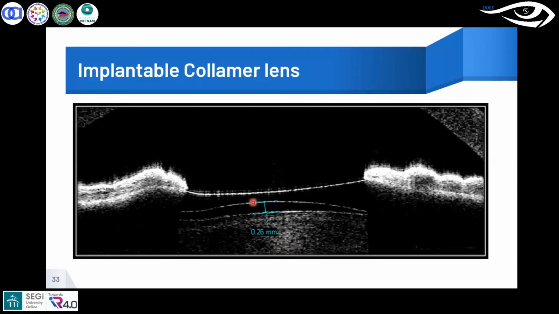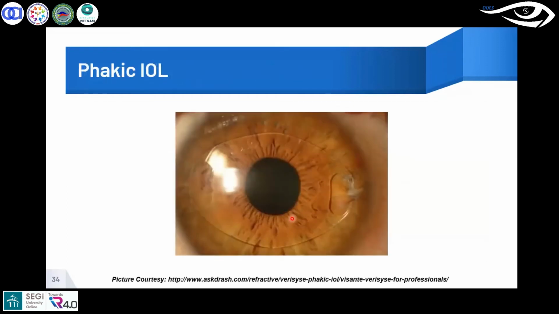The ideal vault is around 250 to 750 microns. When you have a vault less than 250 microns, there is ICL and lens interaction, as I told, and there would be cataract and other complications. When it is excessive, that is more than 750 microns, there would be glaucomatous complications in the patient. Next, we also have another option, which is the phakic IOL or the iris-fixated IOL.